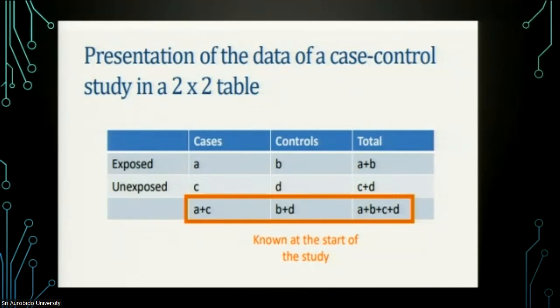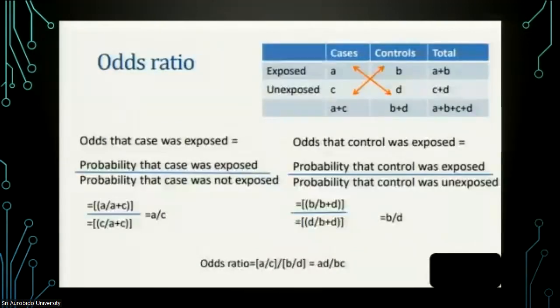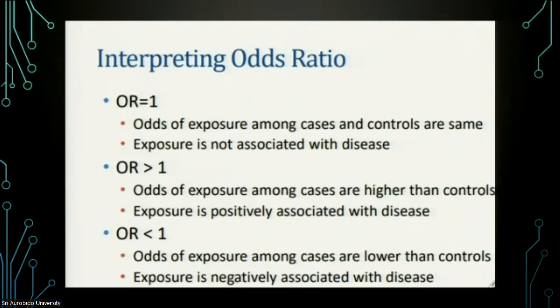For the case control study, we have to know this at the start of the study. Who are your cases and who are your controls? And what we calculate is odds ratio. Odds ratio is AD by BC. Interpreting odds ratio, we all know, if it is more than 1, the exposure is positively associated with the disease. It is similar to relative risk. But the concept and the performing of case control is exactly opposite to that of cohort.